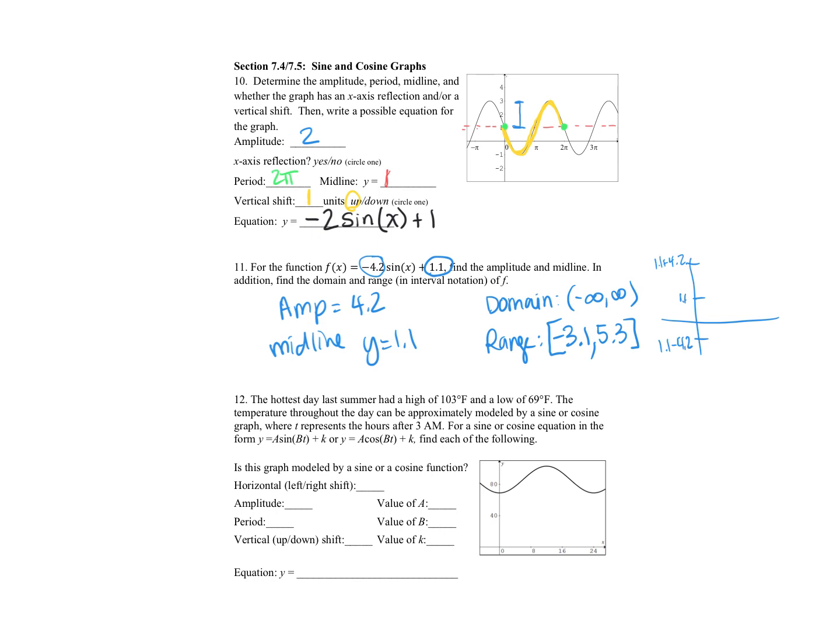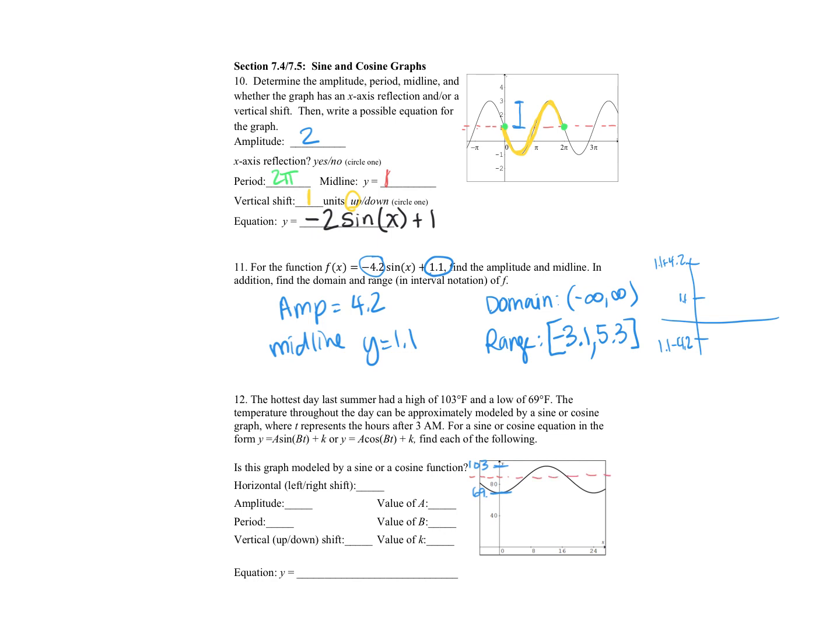Number 12, it says the hottest day had a high of 103 and a low of 69. The temperature throughout the day can be modeled by a sine or cosine graph. And so we can figure out what all of these values are. So I'm going to start by labeling on my graph. The lowest value was 69 degrees, and the highest value was 103. So from that, I can find my midline. It'll be halfway in between.